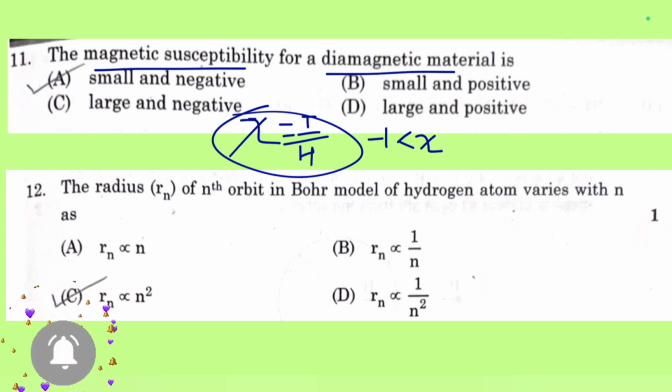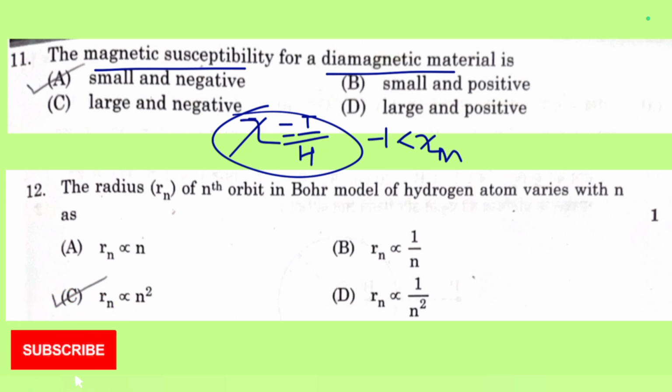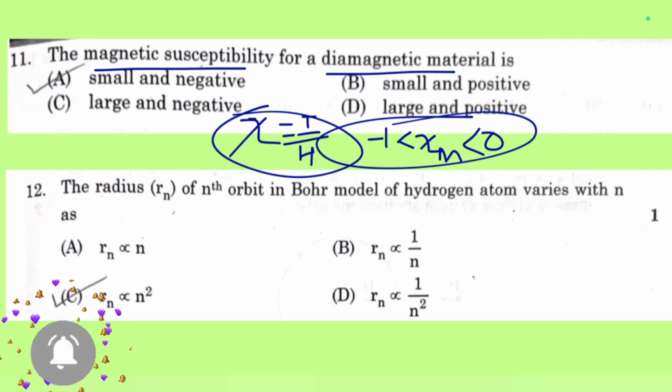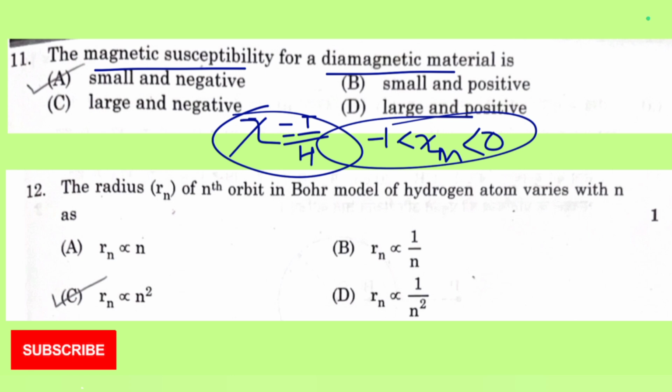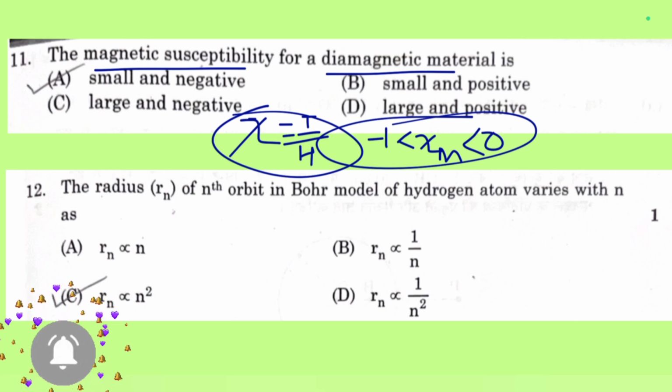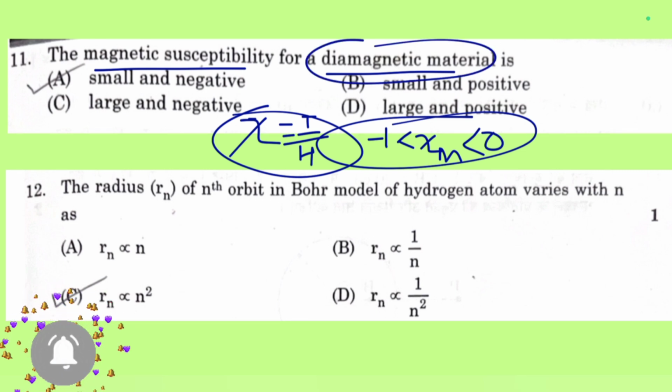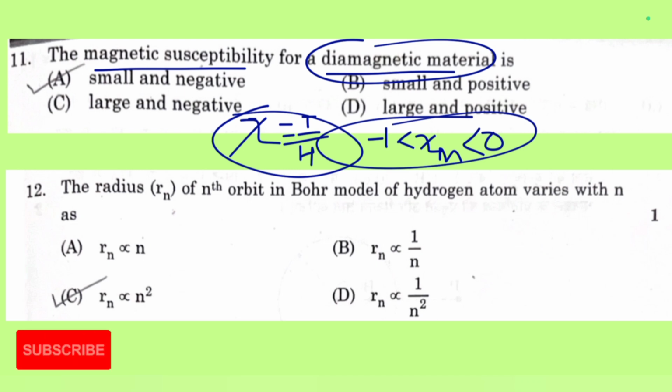Sometimes we get confused with the different values, but this is the one thing that you have to mug up, because while differentiating the three types of materials, you should know all these characteristics very properly, very clearly, and very neatly. So when a diamagnetic material is there, its magnetic susceptibility is very small and negative. So the first option will be your answer.